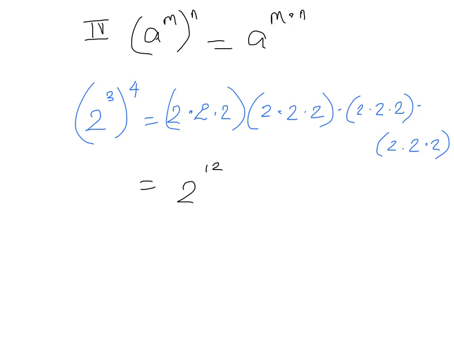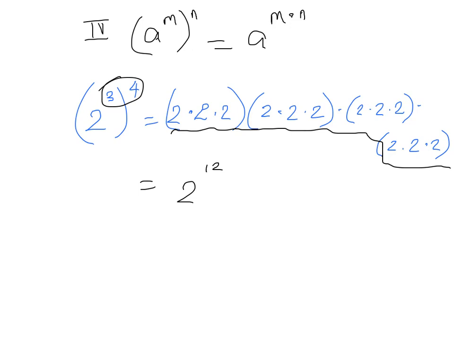To avoid having to write all those 2's here, we could have just multiplied those exponents. So the power to the power rule: if a power is raised to another power, we can just multiply the powers and we'll get the answer. So a to the m to the n is a to the m times n.